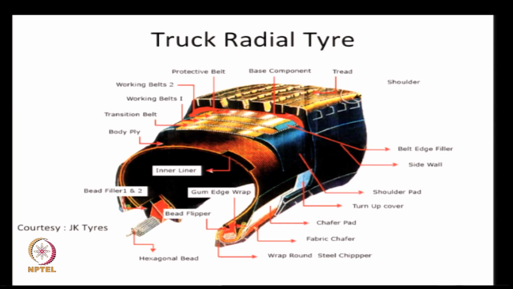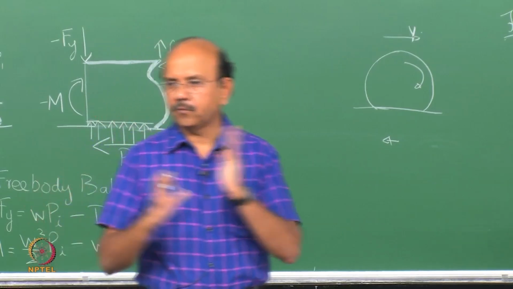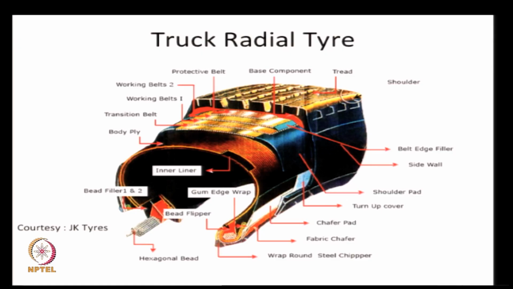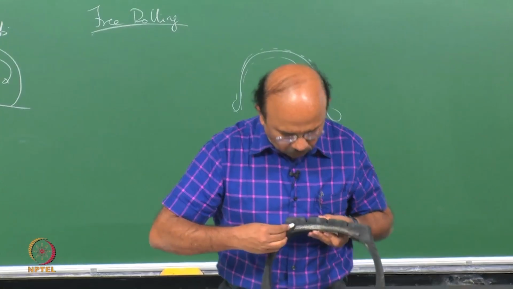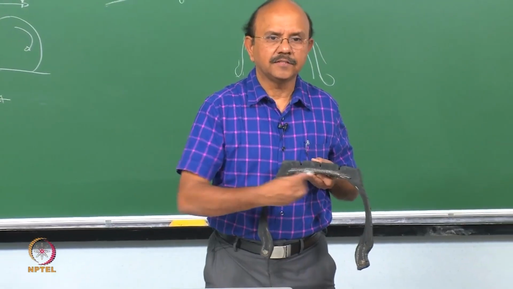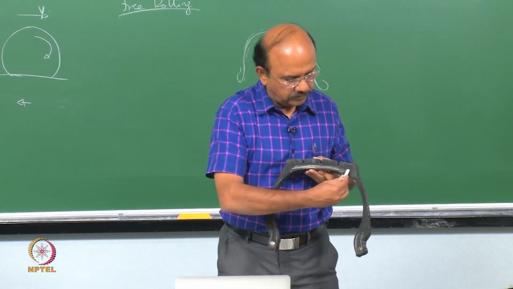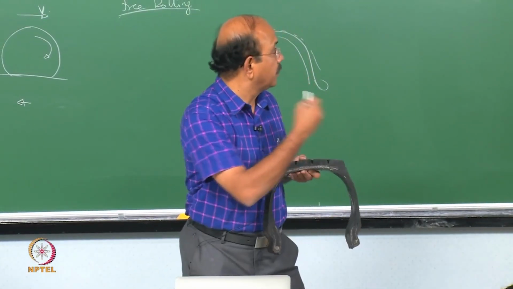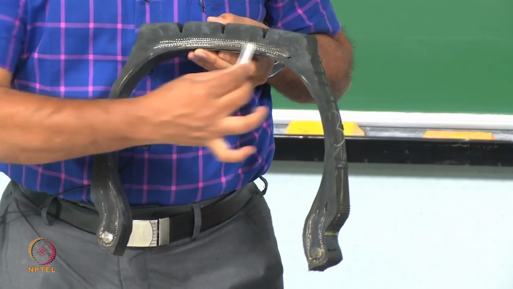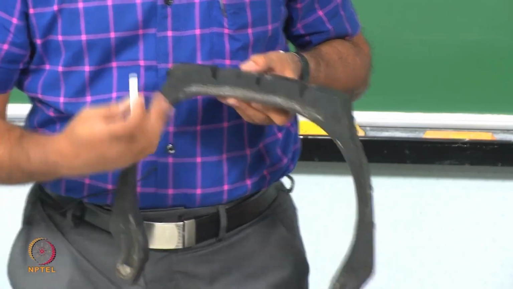So the first thing is that this body ply, an important component, has rubber on either side of it, the sidewall and inner liner, and wraps around the bead. Then when you come to the top, you have what are called belts, okay. These are the belts. You can see it here, in this case this is all steel radial. So this ply is steel, as well as these belts are made of steel, right.